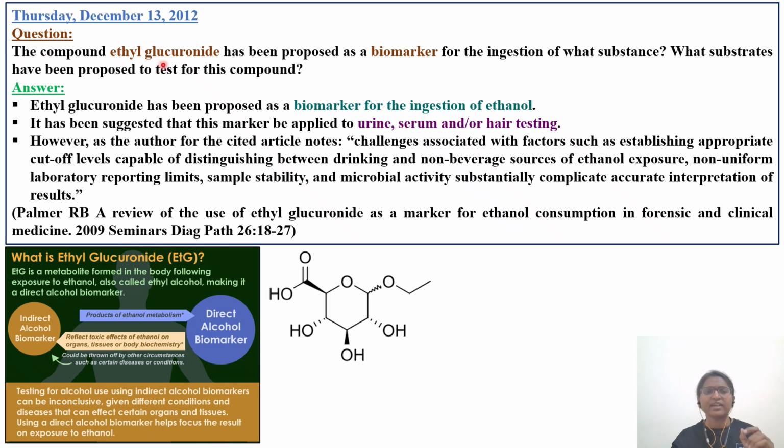The compound ethyl glucuronide has been proposed as a biomarker for ingestion of what substance? So we need to identify what substance has been proposed to be a biomarker for this.